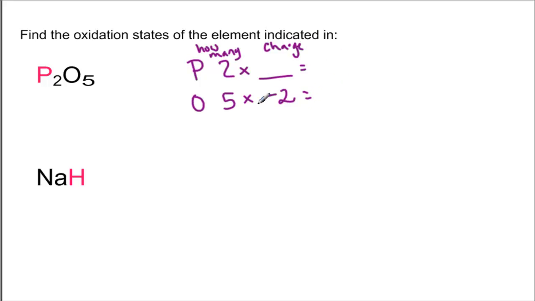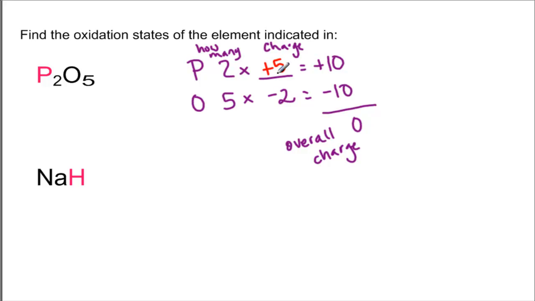Okay? So 5 times -2 is going to be -10. Now this down here is your overall charge, and that's typically going to be 0, especially when you have a compound like this. So what plus -10 gives me 0? That's going to be +10, okay? Now we have 2 phosphorus. We have a total of 10 positive charges. So that means that every phosphorus has a +5 charge. So the charge on the phosphorus here is +5.